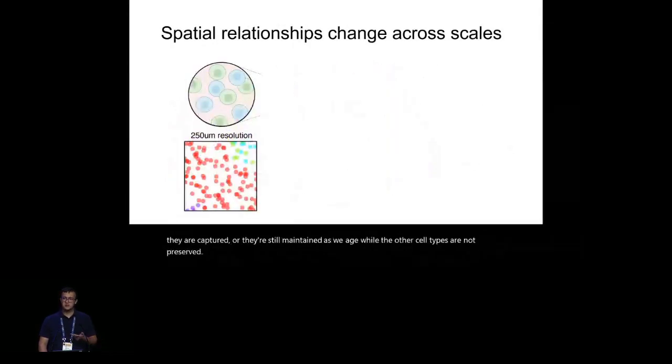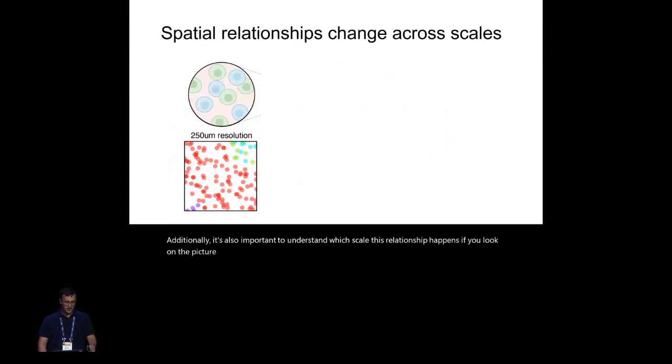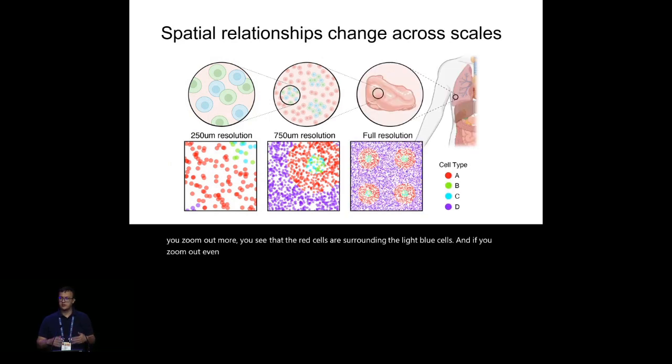Additionally, it's also important to understand at which scale this relationship happens. If you look at the picture now, again, each cell is a dot and each color is a cell type. You might not see any clear relationship between the red cells and the other cells, the blue cells for example. But as you zoom out more, you see that the red cells are surrounding the light blue cells. And if you zoom out even more, you start to see more of the relationships. So what I want to get from here is that understanding cell type relationships is important, it's also important to compare the cell type relationships, and it's also important to understand at which scale this cell type relationship happens.